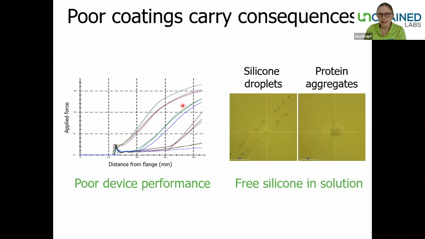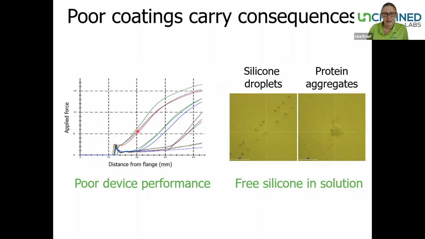On this slide, you can see two examples of what consequences a poor silicone coating can have. On the left, we see a graph showing typical force displacement curves that are measured when the plunger is pushed through the syringe or cartridge. And what you don't want to have is what you can see in a few graphs, that the applied force needs to get very high to move the plunger.